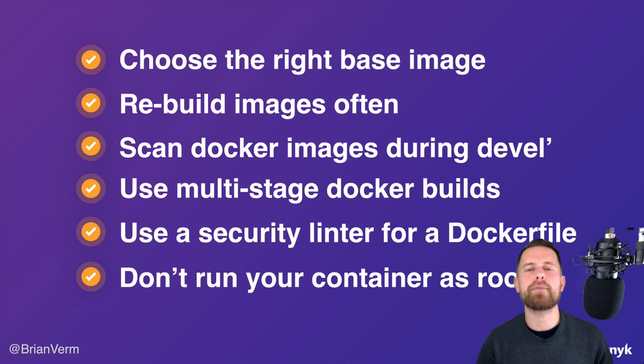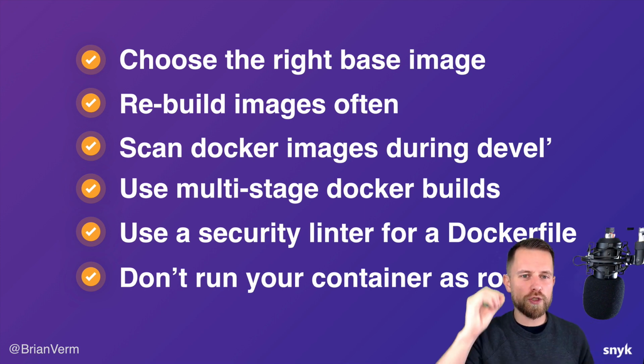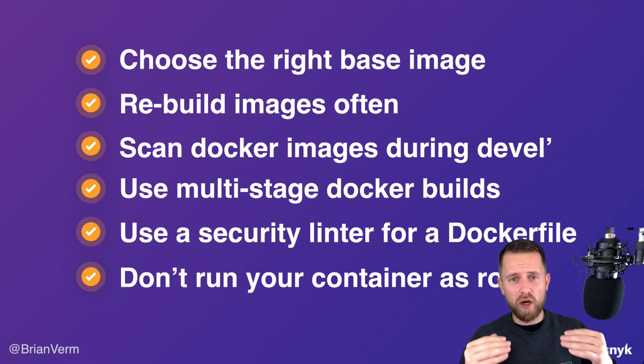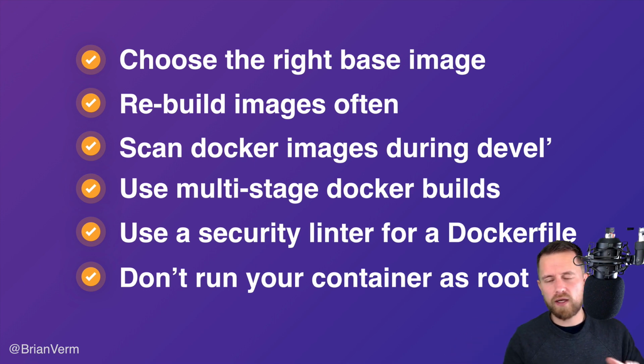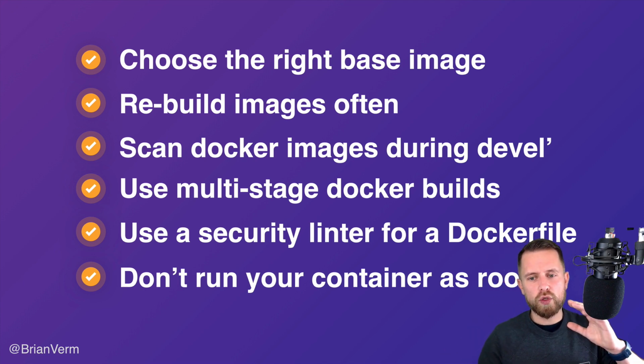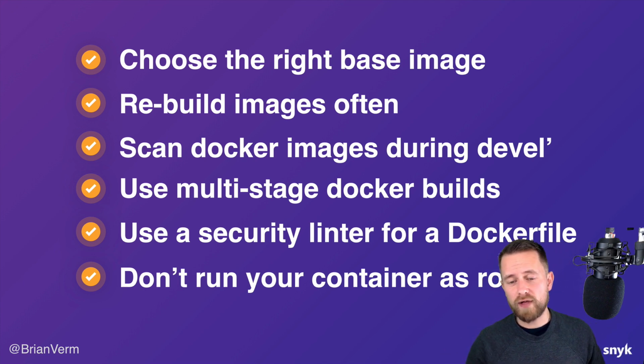First of all, choose the right base image. Do some research. Don't just pick one, but maybe pick a smaller one or pick one that's based on a minimal operating system. Rebuild the image often. So if you use the latest one, rebuild it often so newer things will be fixed. And that also helps for your application. Scan your Docker images during development. I told you about that. Use multi-stage Docker builds so you only include what you need. Not the complete JDK and Maven, only the Java runtime environment and your executable jar.